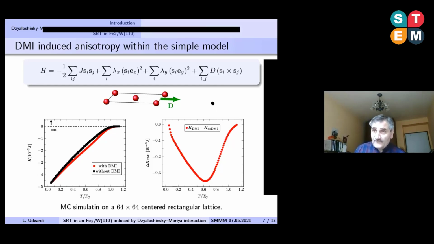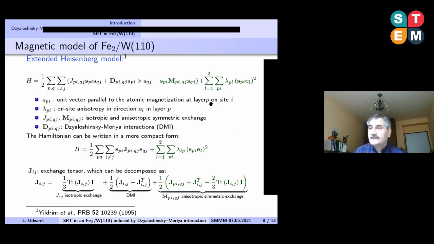Okay, this is the concrete model for the iron double layer on the tungsten 110 surface. We can have the Heisenberg exchange interactions, a Dzyaloshinskii-Moriya interaction, a symmetric anisotropic exchange, and a biaxial anisotropy due to the C2v symmetry of the system.